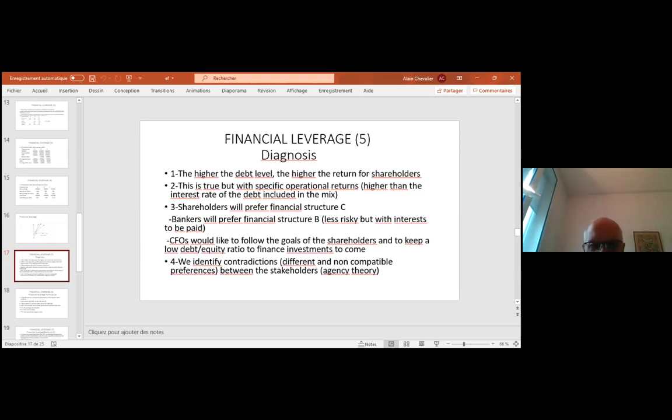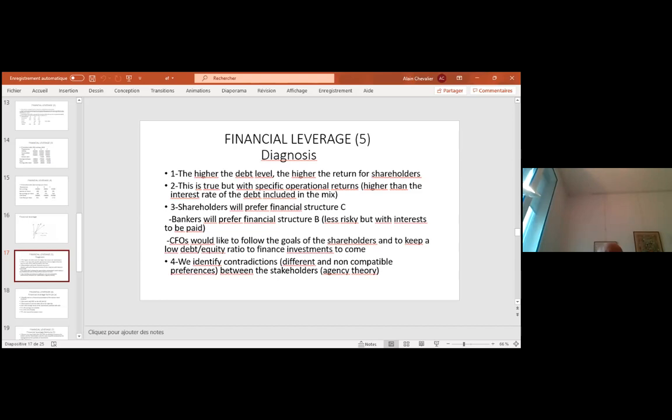For bankers, it's much more difficult to conclude. Why is it more difficult? For two reasons. Of course, A or B are less risky than C. But it is also clear that C brings more interest to the bank.